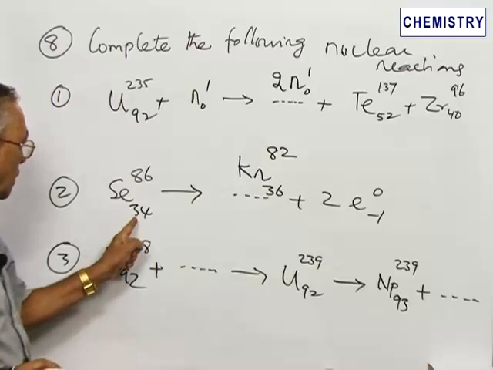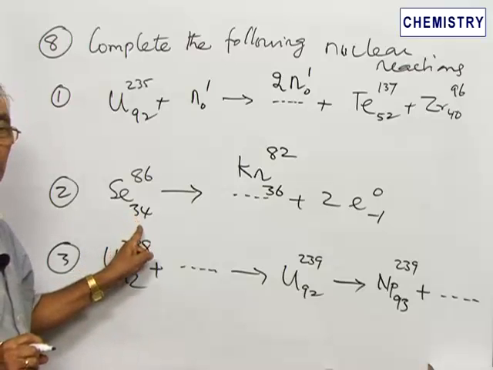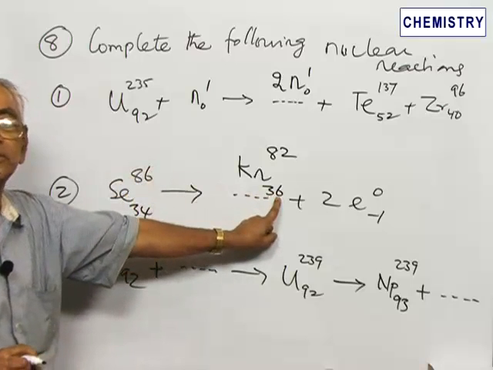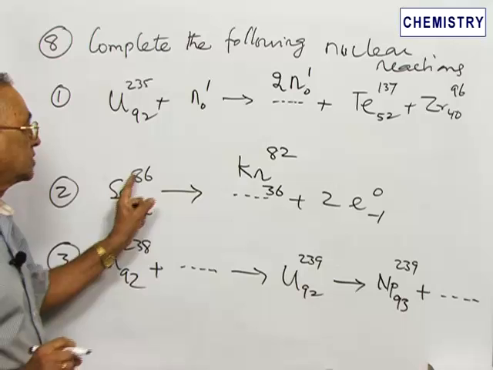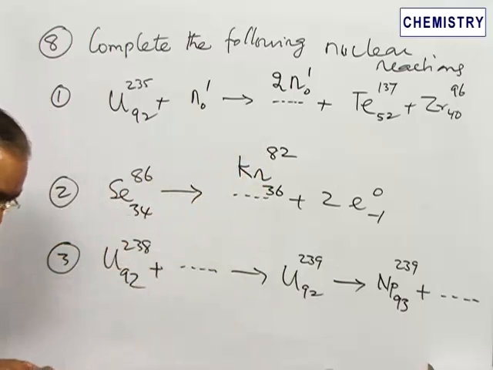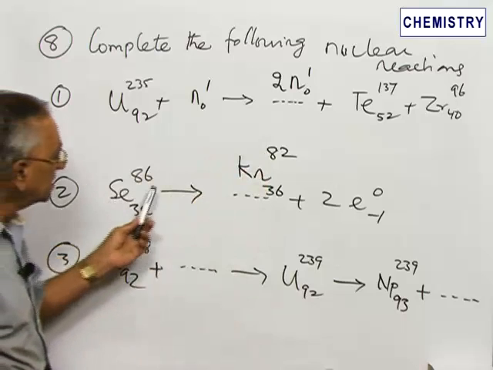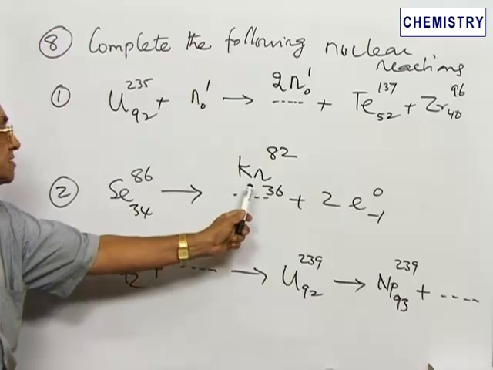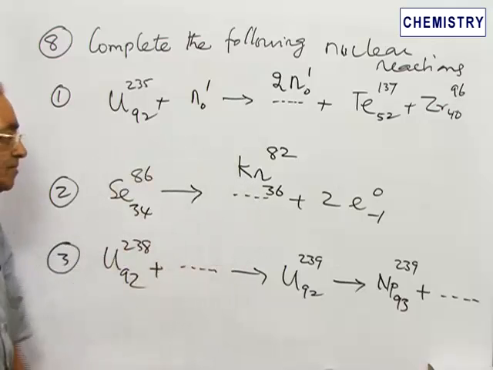Because, as we know, selenium is 34, when it loses two beta particles the atomic number goes up by 2 units, which is 36, and there is no change in the mass. Therefore, what is obtained is krypton. So this is a beta ray decay.